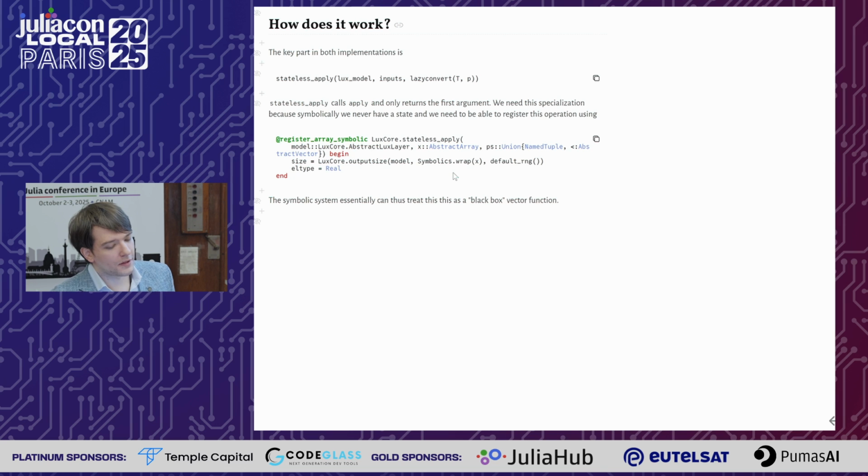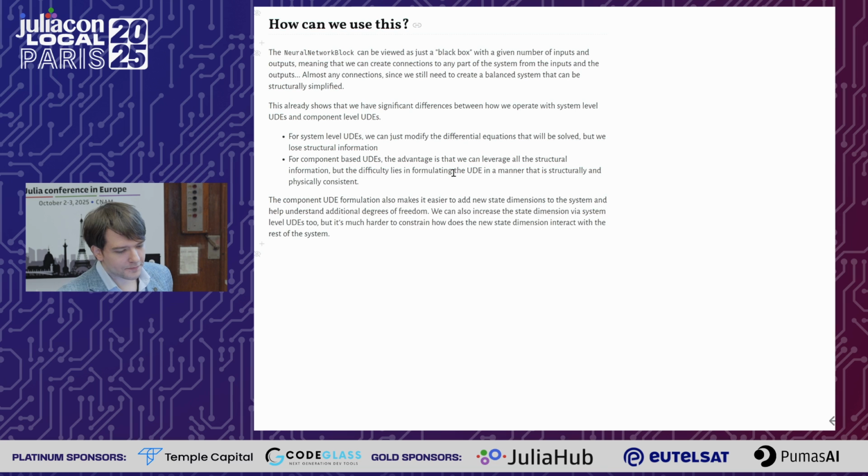How does this work? The important part in both implementations is that we have this stateless apply from Lux, which is just apply that only returns the first argument. And why is this important? Because by having this function, we can specialize the behavior to Modeling Toolkit such that we register this as a black box. So from the symbolic side, we only see that we have some black box function that is returning an array, and it's accepting an array. And that's all that we need.